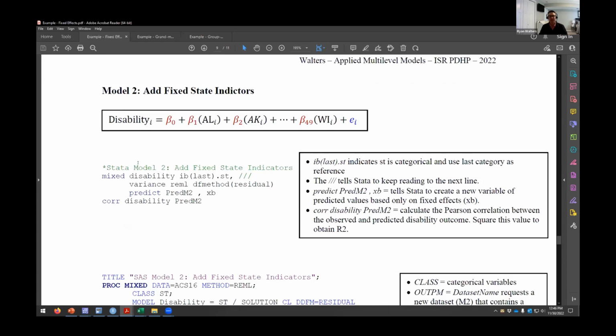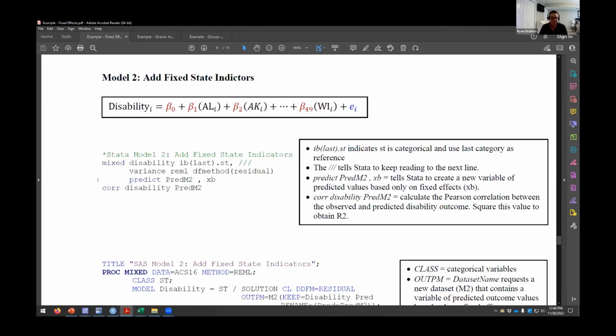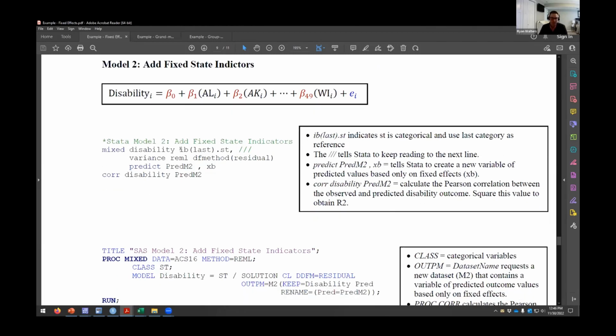The next thing we're going to do is actually add these fixed state indicators. So we're going to have 49 additional regression slopes, 50 minus 1, that represent individual states. So Alabama, Alaska, etc., all the way through Wisconsin. The way we add categorical predictors in Stata is by using i. or ib.last. I think ib.last allows you to specify what the reference group is, but then it's .st. So the st variable is our state indicator.